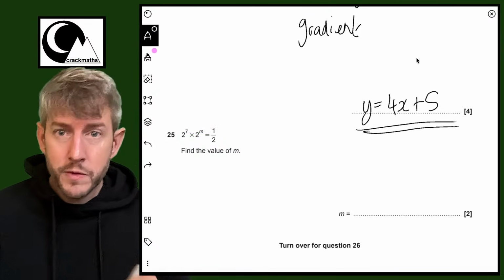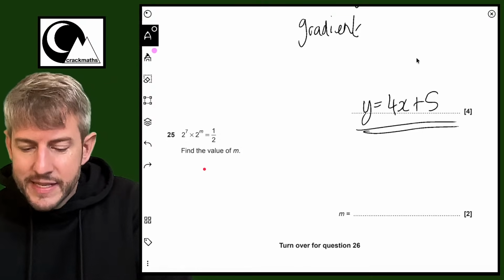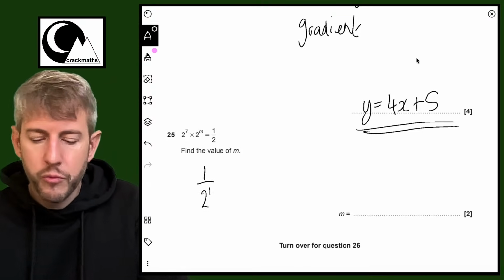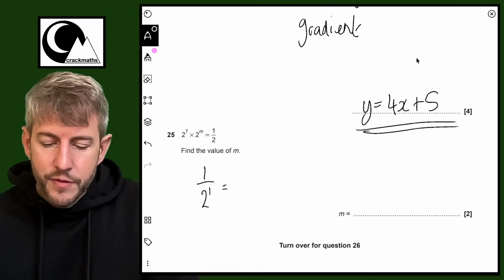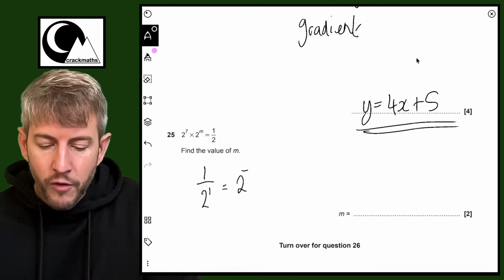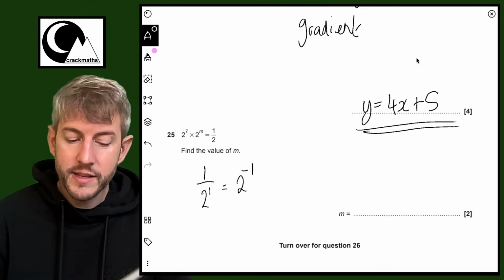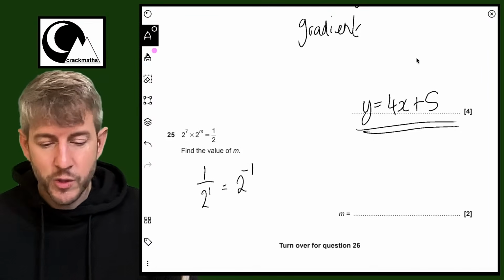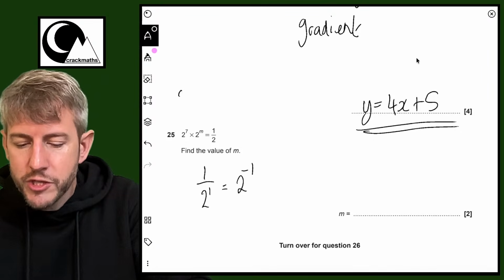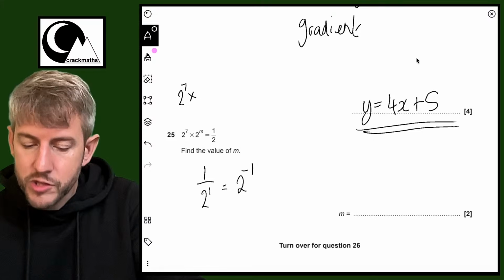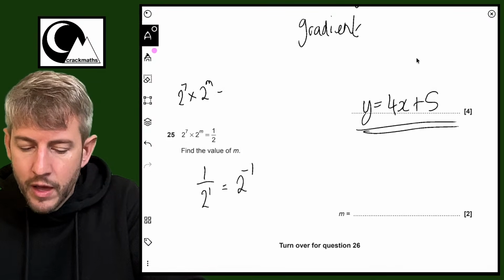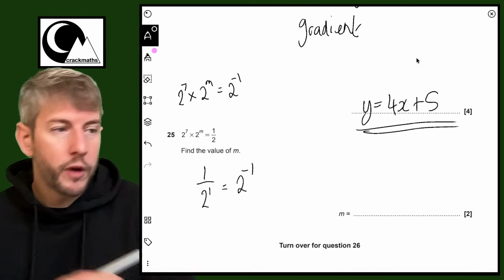So a half is 1 over 2 to the power of 1, which means that this is 2 to the power of negative 1. Okay, so that is the first trick to this question. So we now know that 2 to the power of 7 times 2 to the power of m equals 2 to the power of minus 1.